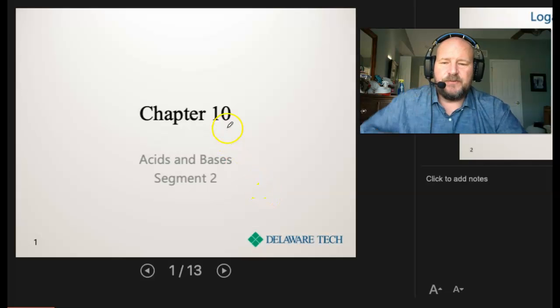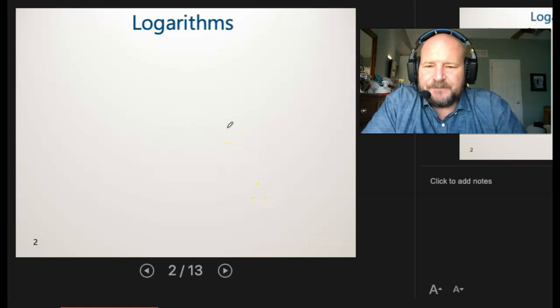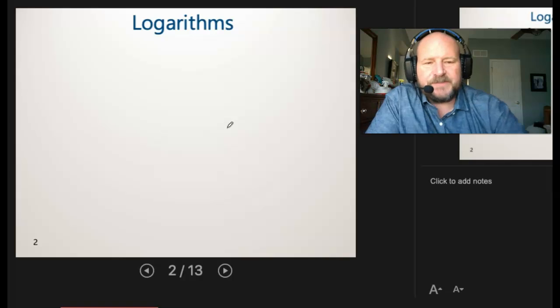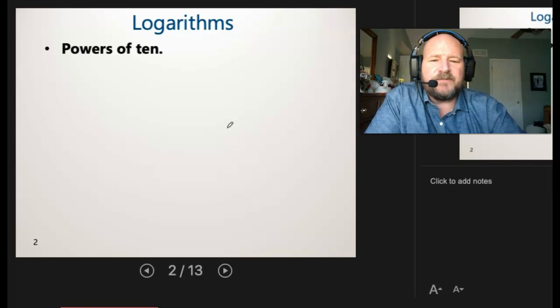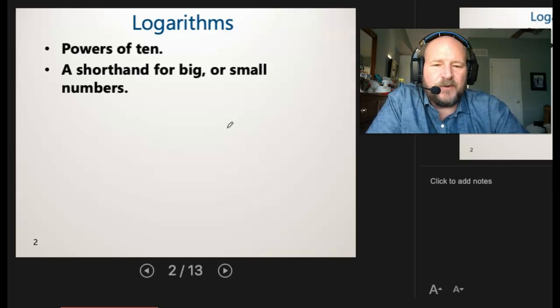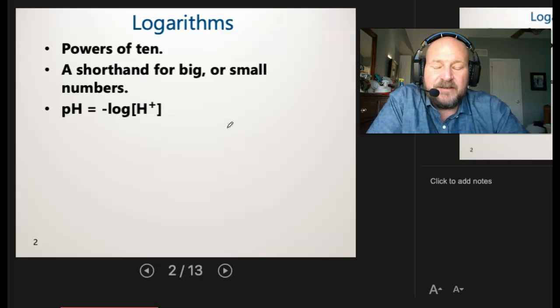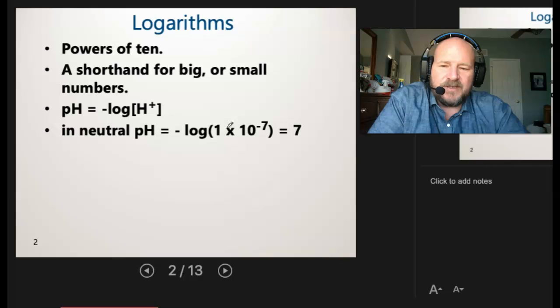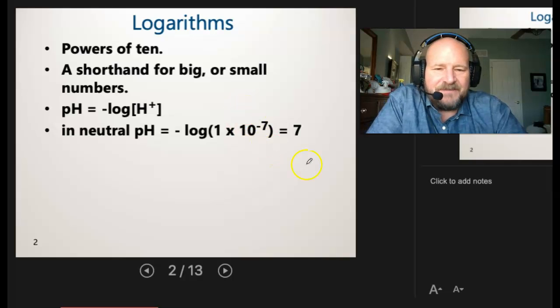So, segment 2 of chapter 10, acids and bases. We were talking about logarithms and how to use our calculator using powers of 10. Again, it's just a shorthand for really big, or in this case, really small numbers. Our formula is pH equals negative log of H plus concentration. We plugged in 1 times 10 to the negative 7, and it turns out that it's 7.